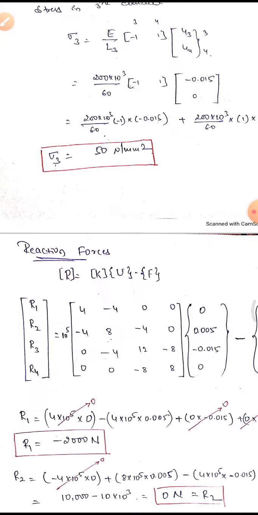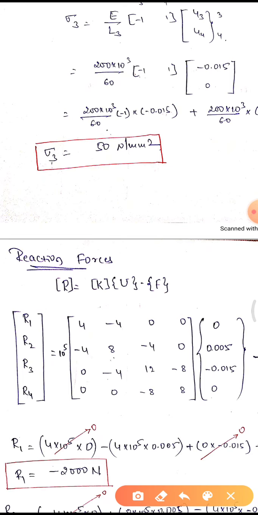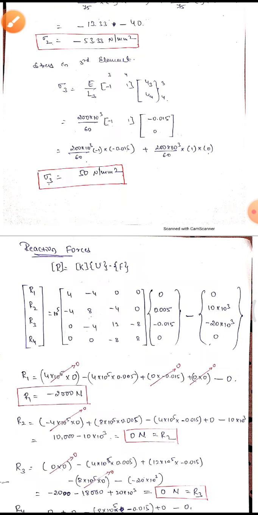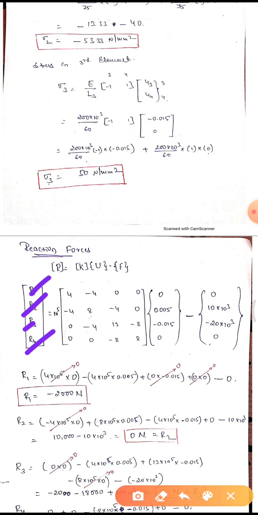Once we find the stress in the third element, next we need to find the reactions. The reaction forces can be given by R equals K into U minus F. This is the formula to determine the reaction forces, where R1, R2, R3, R4 are the reactions at each node, which we need to find. You need to write K, the global stiffness matrix, and U, the global displacement vector, which you have found as U1, U2, U3, U4, and F, which is F1, F2, F3, F4.